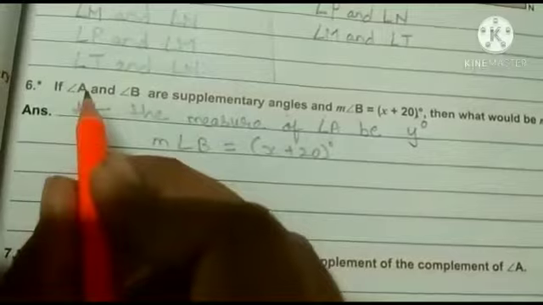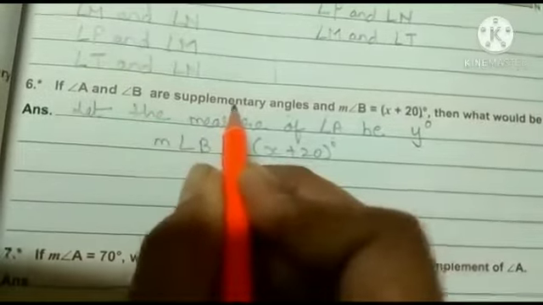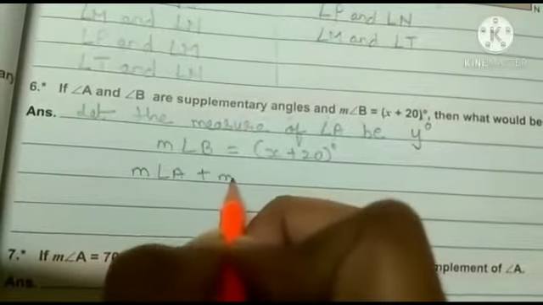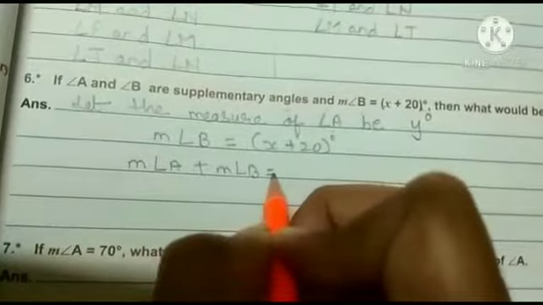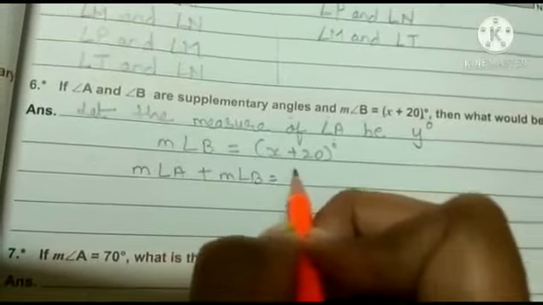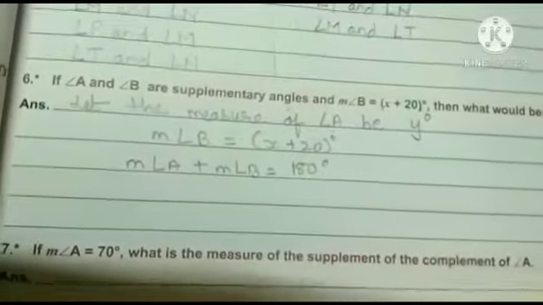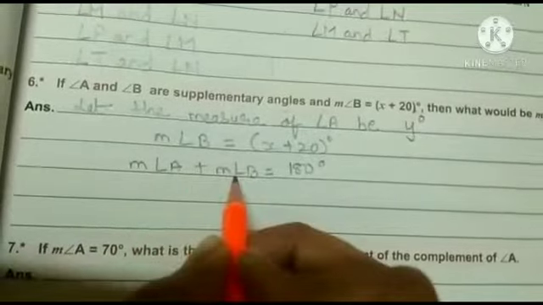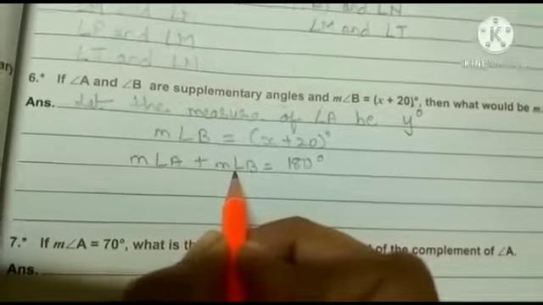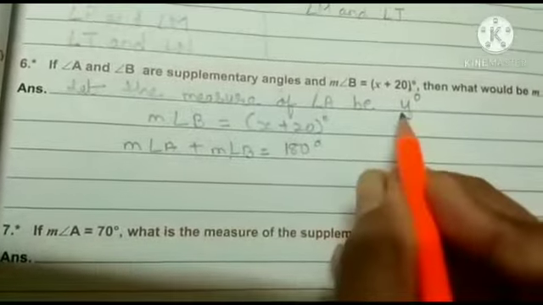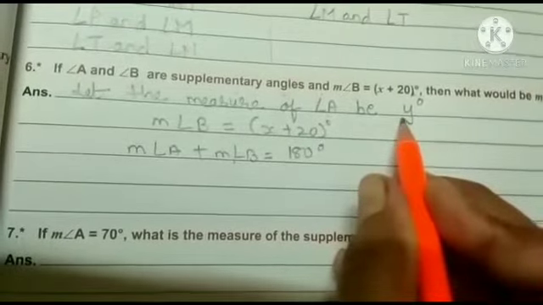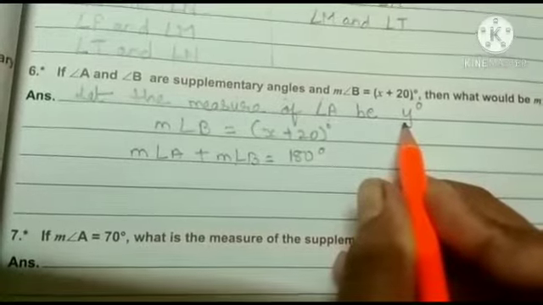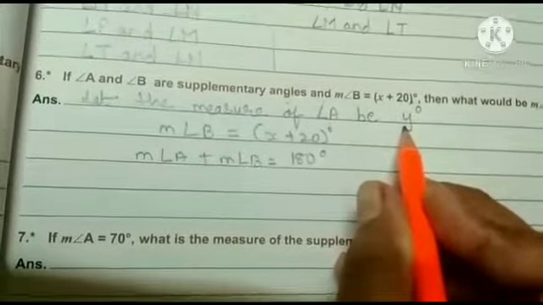And what is mentioned in the question? In the question it is mentioned that A and B are supplementary angles. Means if you add the measure of angle A with the measure of angle B, what will you get? You will get 180 degrees. Why? Because both are supplementary angles. Clear everyone? Now how will you find the measure of angle A? Here we have taken the measure of angle A as y degrees.